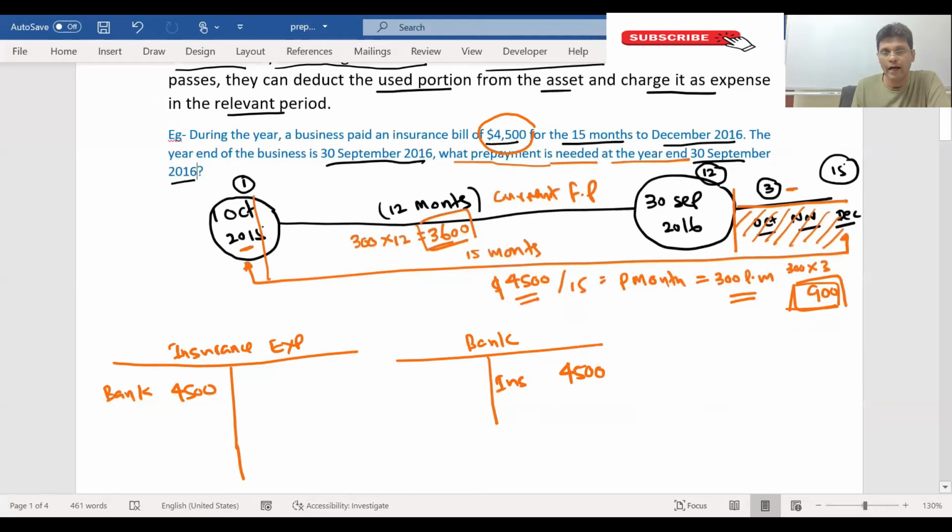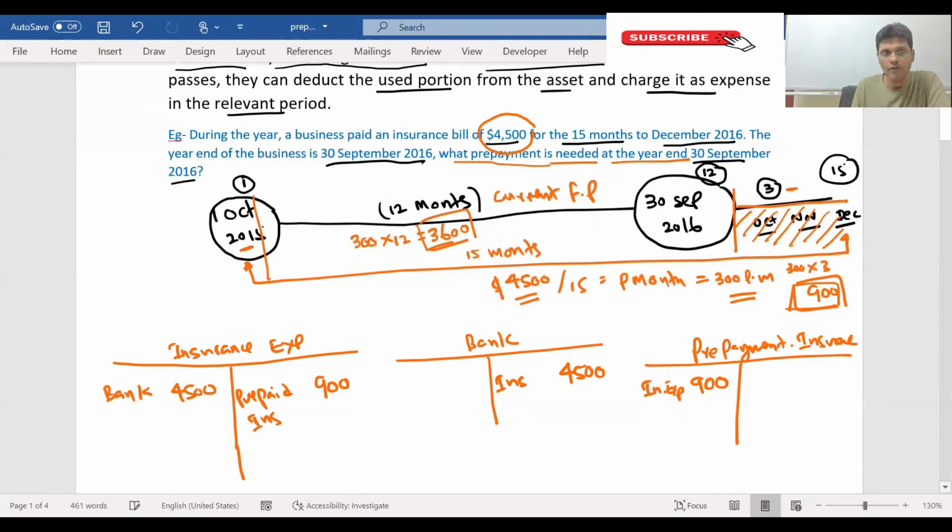So therefore what you need to do is transfer this 900 paid for the future period as prepaid expenses. So you need to open up an account called prepayment insurance. Okay, so you need to transfer how much? 900 has to be credited here. You have to mention here prepaid insurance, and prepaid insurance has to be debited here, insurance expenses.